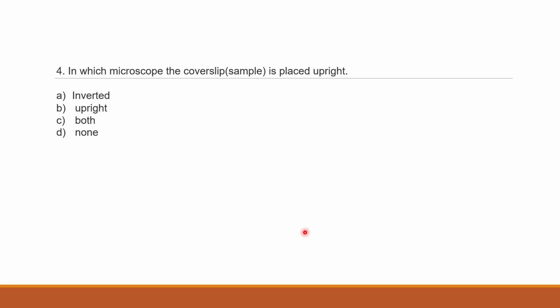Okay, so the question is in which microscope the cover slip is placed upright. Upright means facing to you. The options are A inverted, B upright, C both, or D none. What is the answer? Anybody? In which type of microscope is the cover slip placed upright?